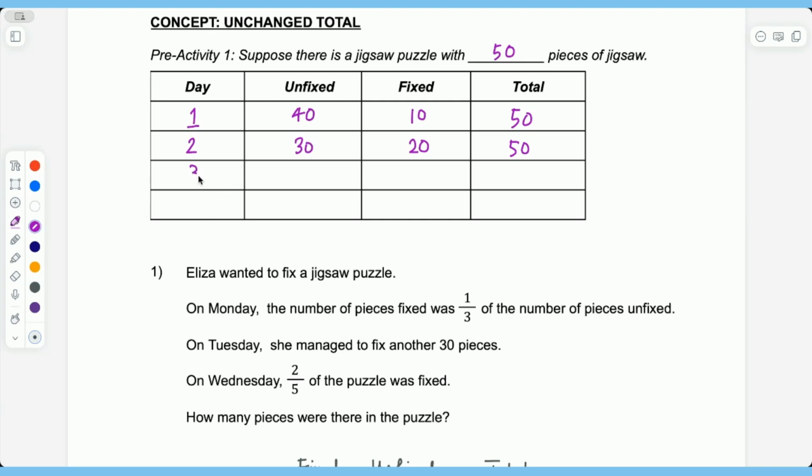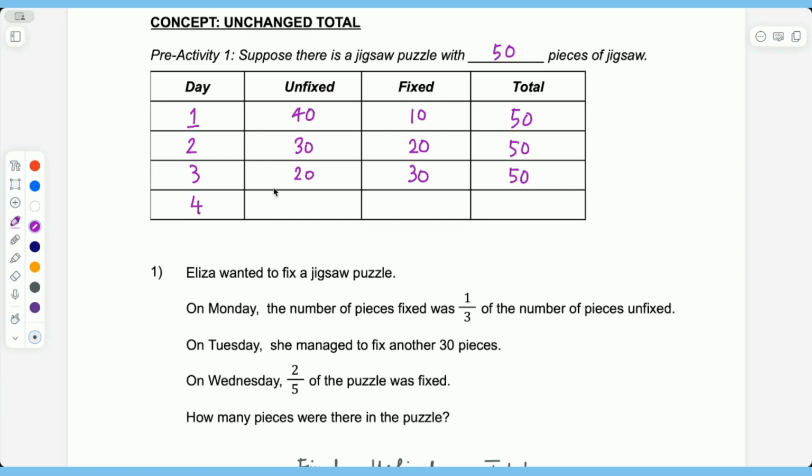And on day 3, suppose we fixed another 10 pieces. That will bring the total of fixed pieces to be 30. The total will still be 50 pieces for the entire jigsaw. And now the unfixed will become 20.